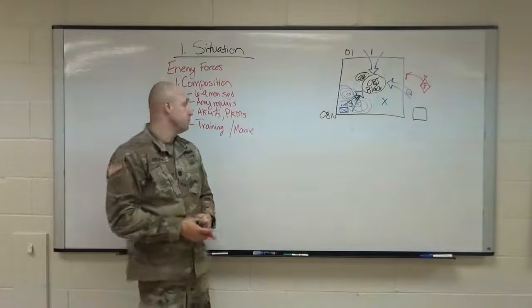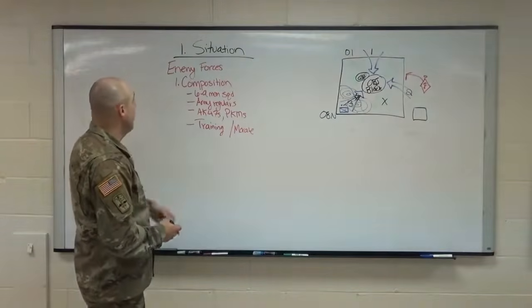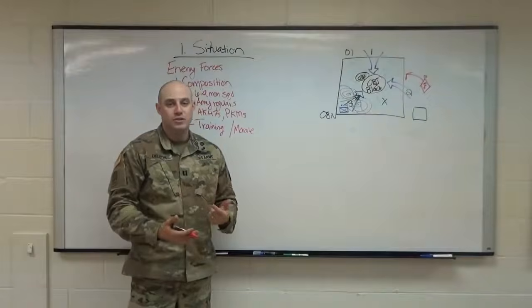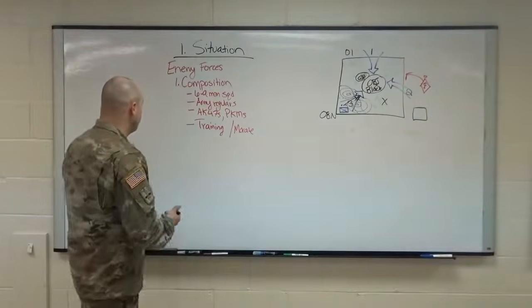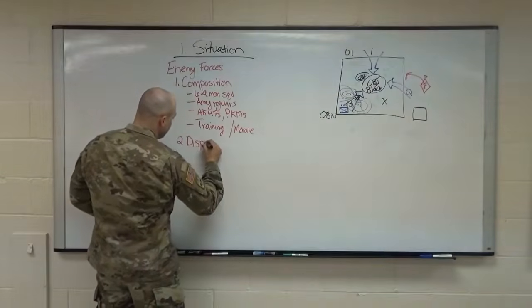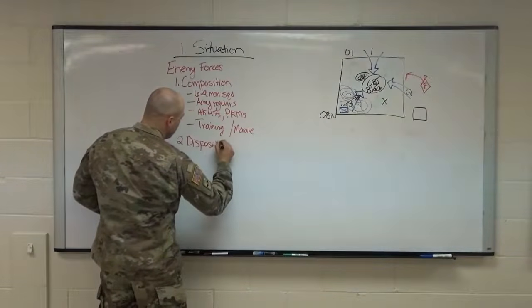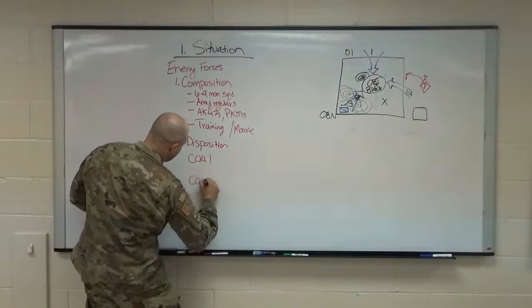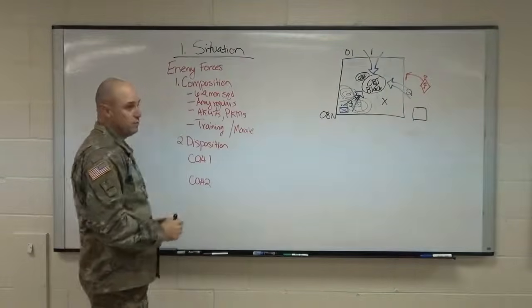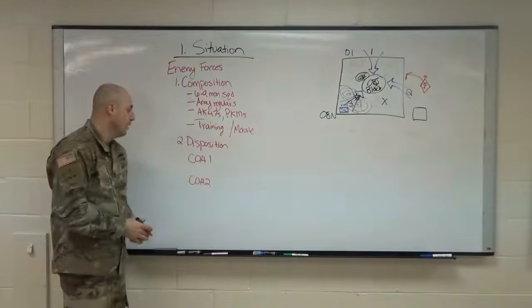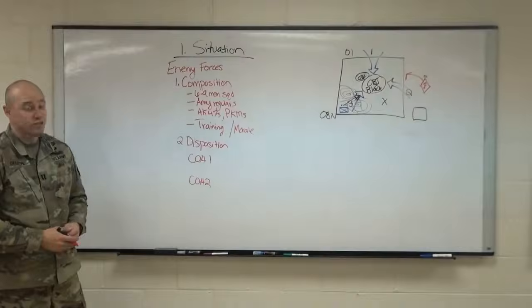Okay? It's very important. Next, I'm going to go into the disposition. And the way I talk through the disposition, there are different courses of action. All right? So, disposition really turns into COA1 and COA2. A lot of times what you'll see is the most dangerous and the most likely courses of action. That is another way that people describe it. But we're talking about COA1 and COA2.